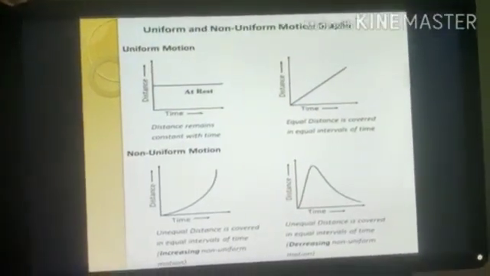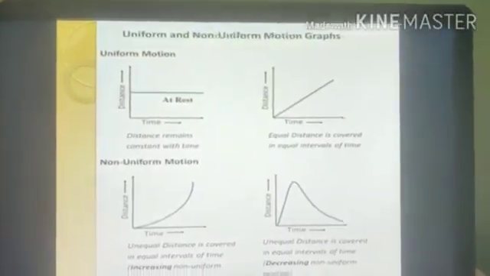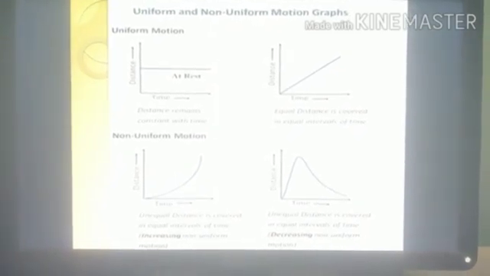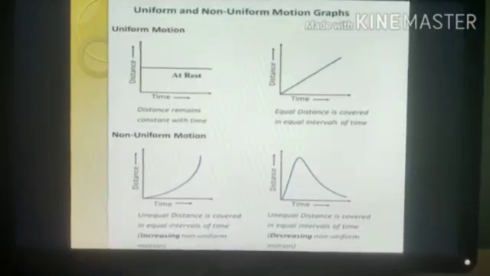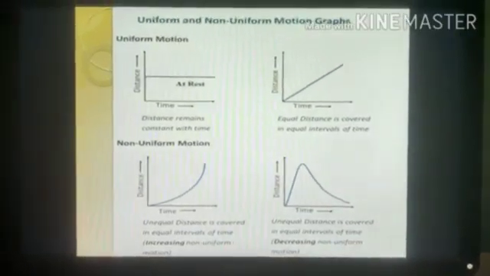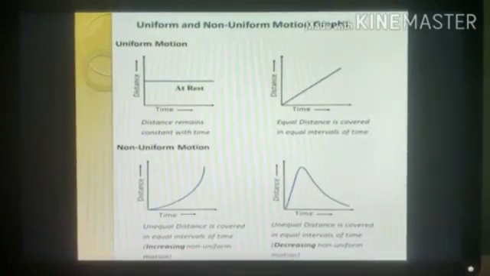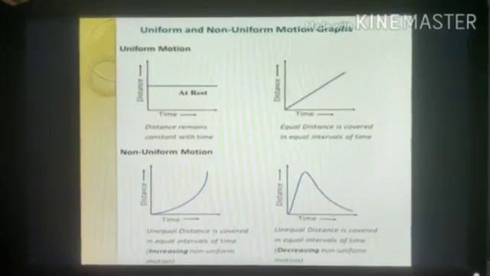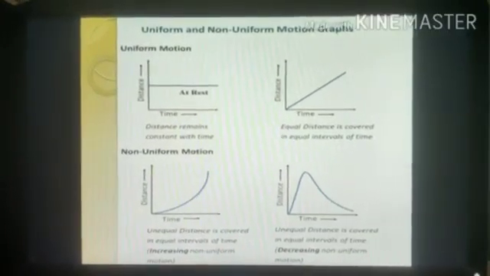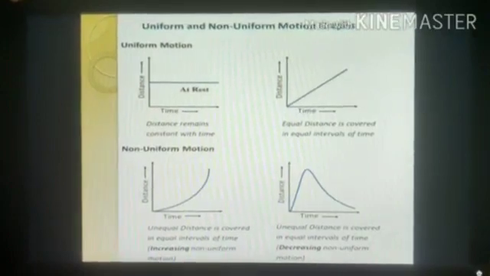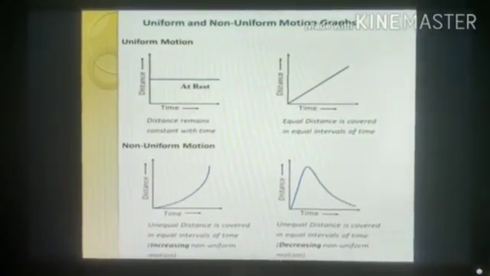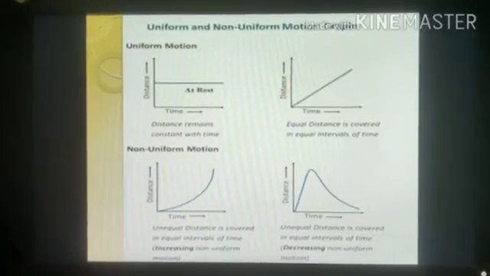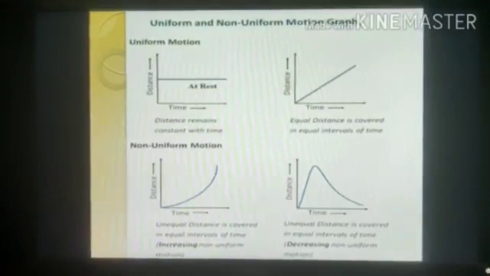Now this is very important: the graphical representation of how uniform and non-uniform motion can be drawn in a two-dimensional figure. This is a small representation of a two-dimensional graph. The first one is uniform motion. Distance is written on the y-axis, time is given on the x-axis. In the first diagram, you see that distance remains constant with time. That means you are at the rest position.